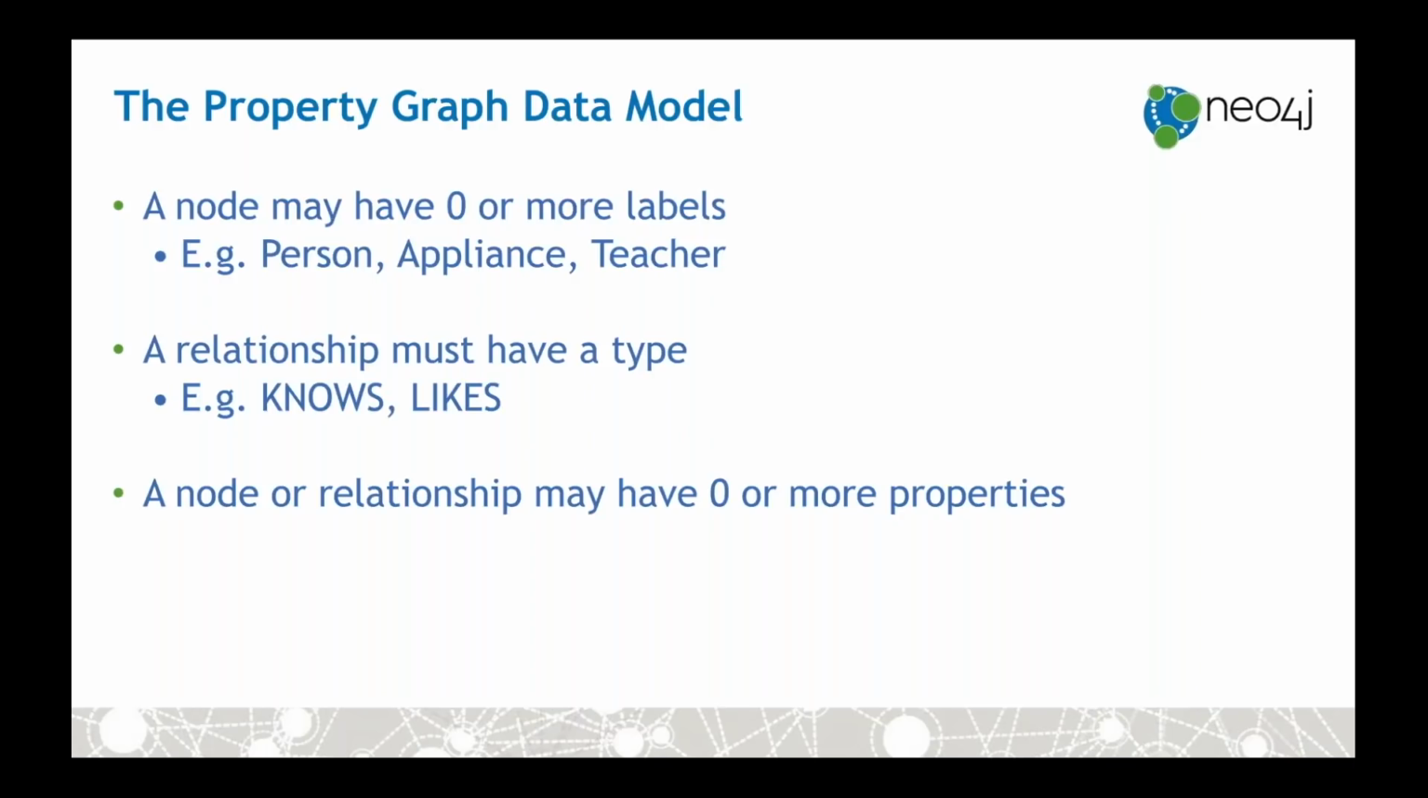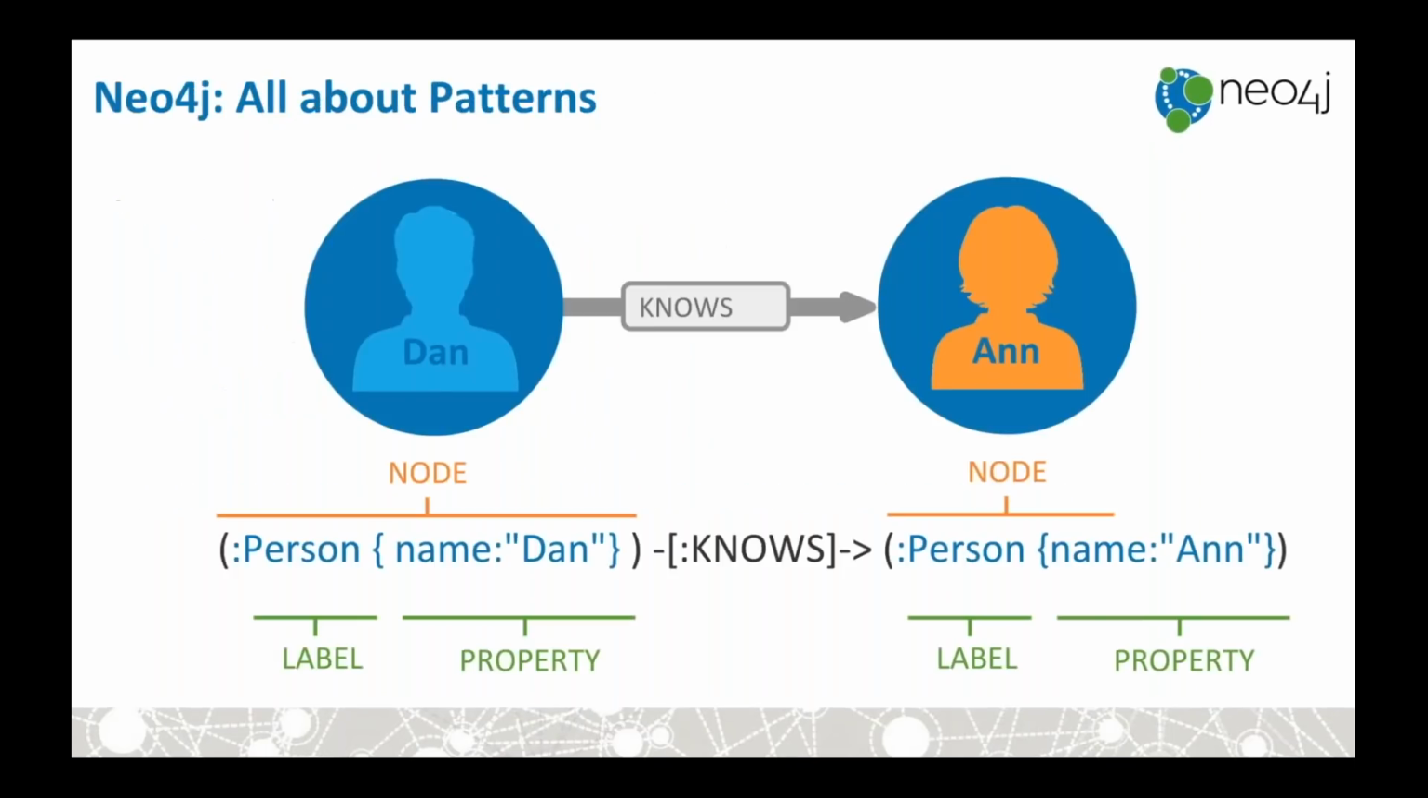We then have the fact that a relationship absolutely must have a type, and that's one and only one type. So a relationship can be things like knows, likes, etc. And a further rule, if you like, is that a node or relationship may have 0 or more properties. Once again, if your node or relationship has no properties at all, that's a very weird thing to do. But if that's something you really want, it is possible to have that.